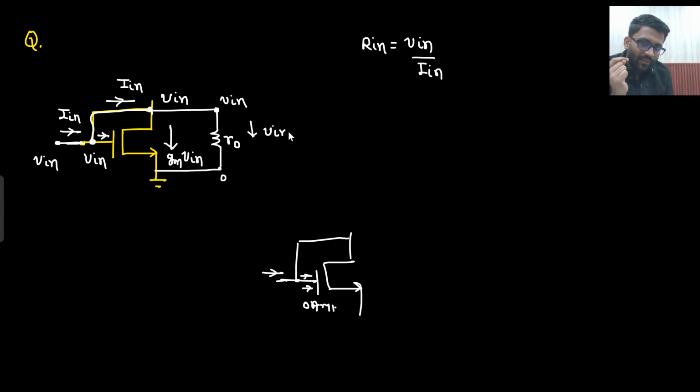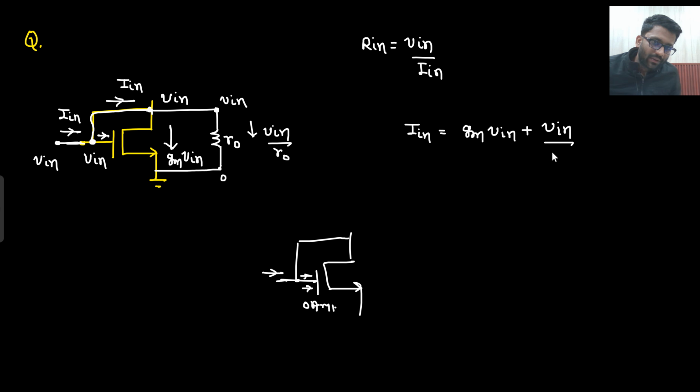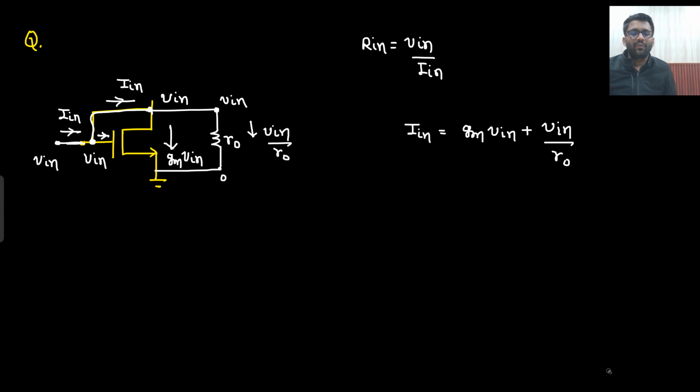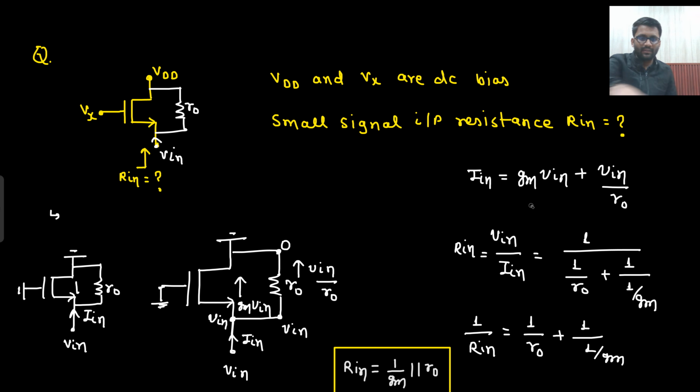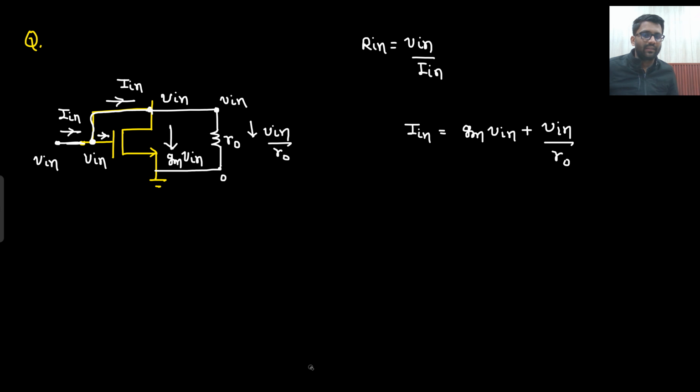V in by R naught. So what do you see here? I in is equal to GM V in plus V in by R naught. Have we seen this kind of equation before? Yes. I in is equal to GM V in plus V in by R naught. So what was our R in then? R in was 1 by GM parallel with R naught. Say yes or no.